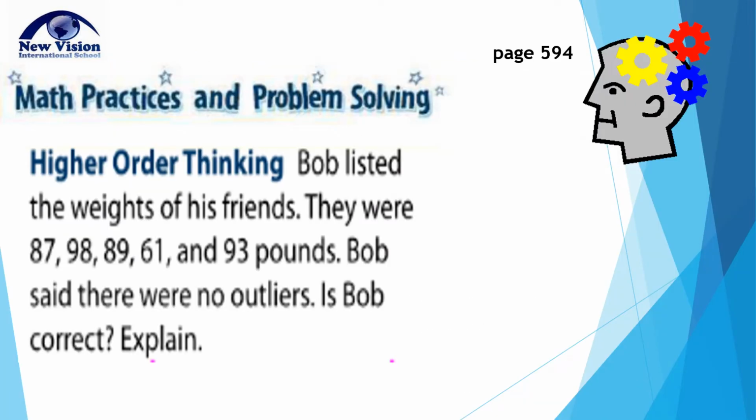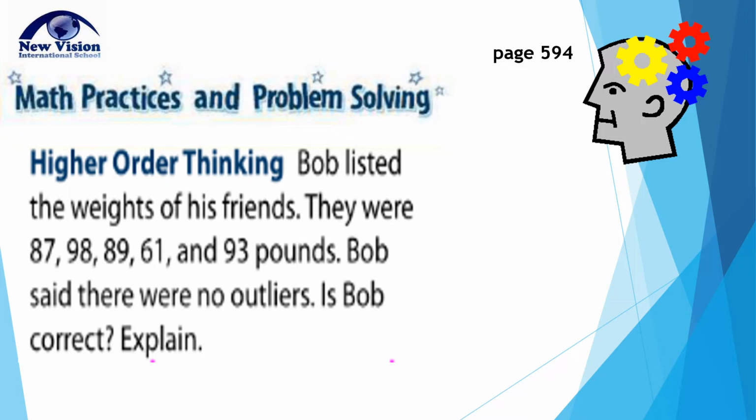Let us solve math practices and problem solving, the higher order thinking. Bob listed the weights of his friends. They were 87, 98, 89, 61, and 93 pounds. Bob said there were no outliers. Is Bob correct? Explain. Again, you have to analyze the given data.